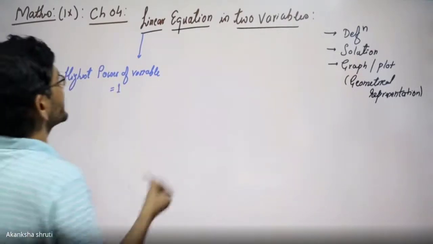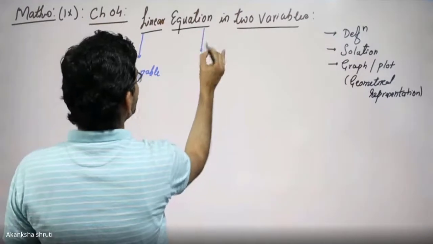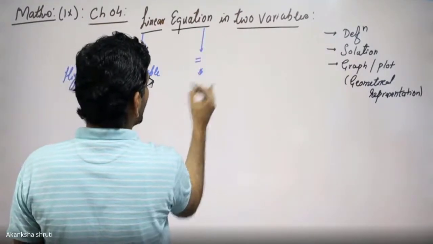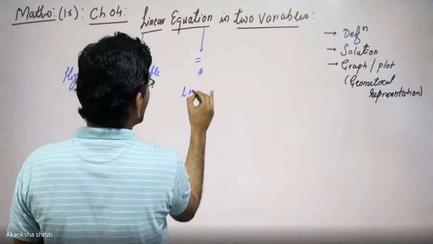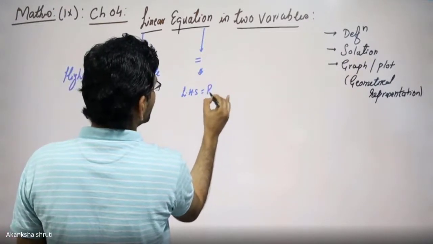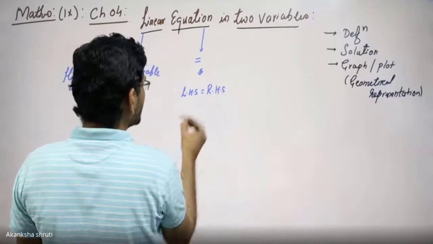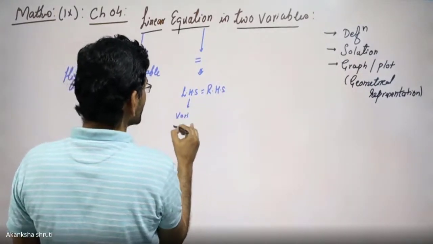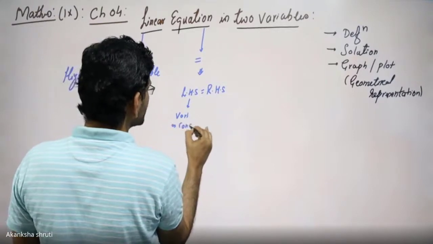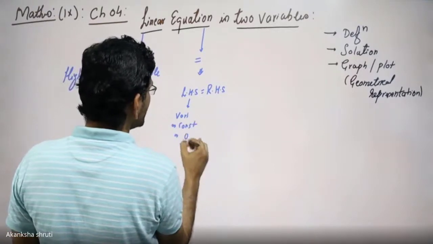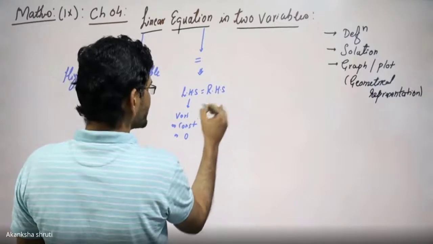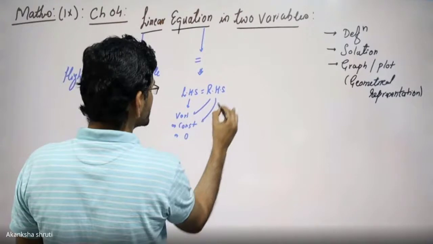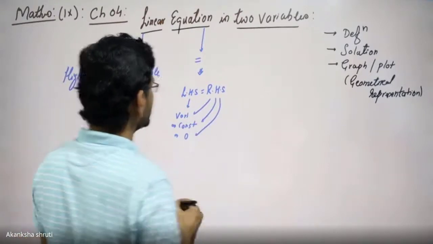The next one is equation, which signifies that there must be an equal sign. What does this signify? There must be something in the LHS and something in the RHS. This side may contain a variable or a constant or even zero. Similarly, the right hand side may also contain a variable or a constant or a zero, anything.